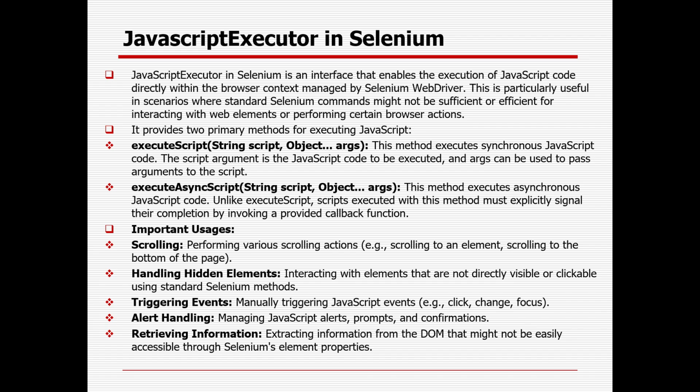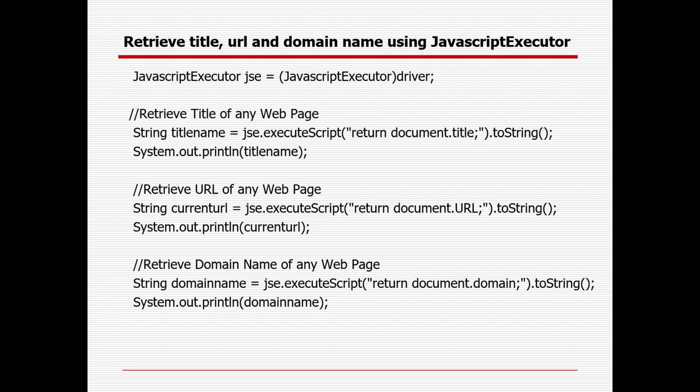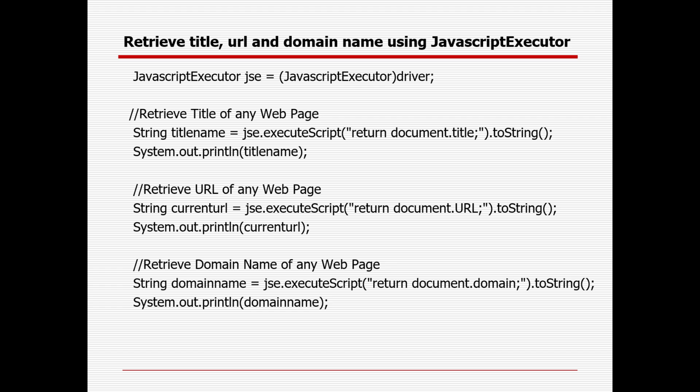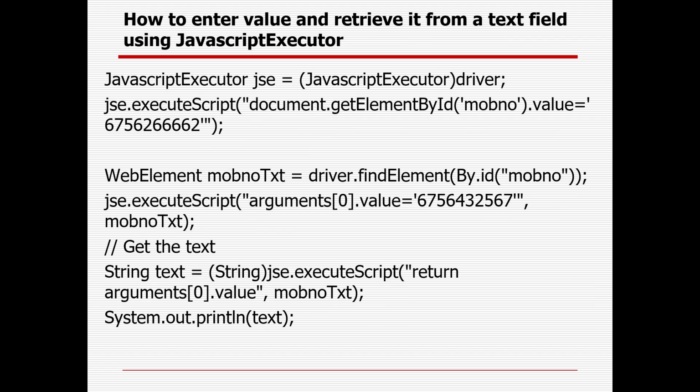We can do it. We can trigger some events, normal click, change focus. We can handle the alert. We can enter some value. We can select some value from the drop down as well. That part I already covered in the previous videos. And right, these are the important operations we can primarily do. We can scroll up, scroll down, scroll to the bottom of the page, or scroll to an element, or we can get the title, URL, or the domain of the page. We can handle some edit field. We can enter some value.